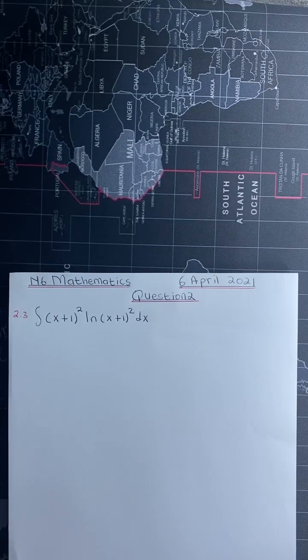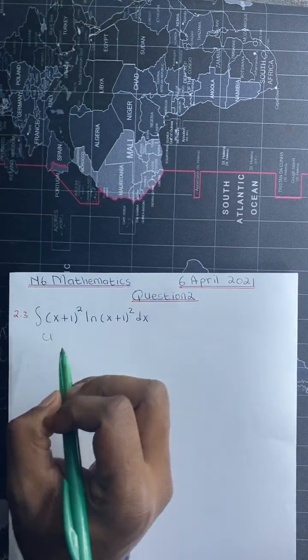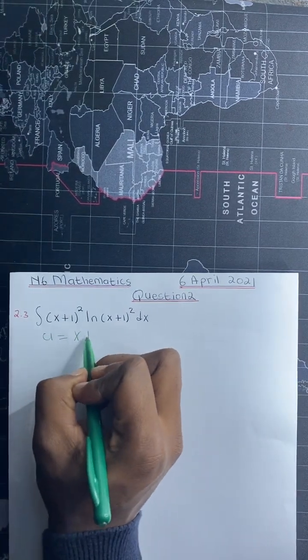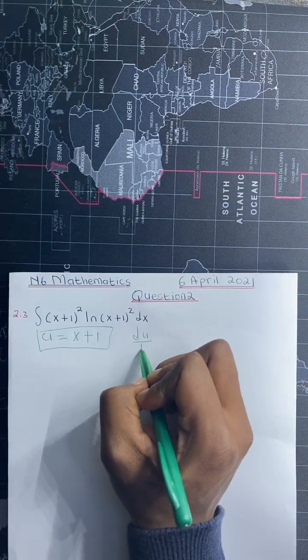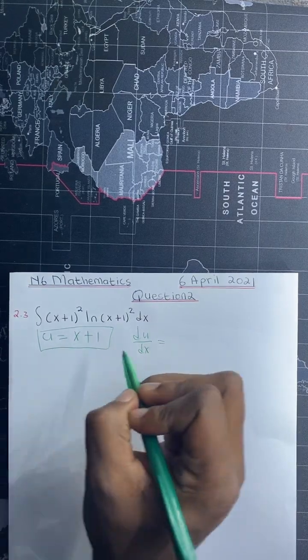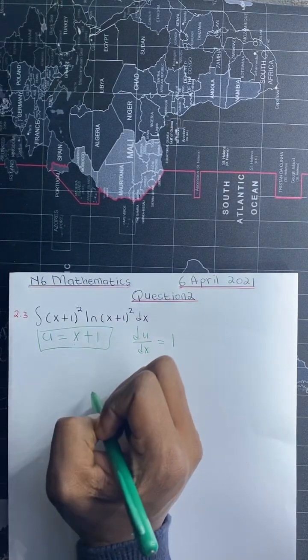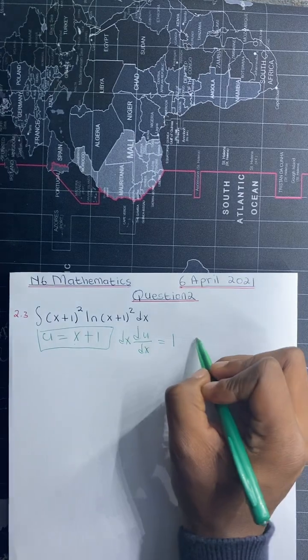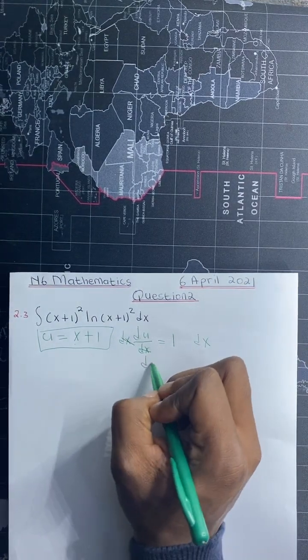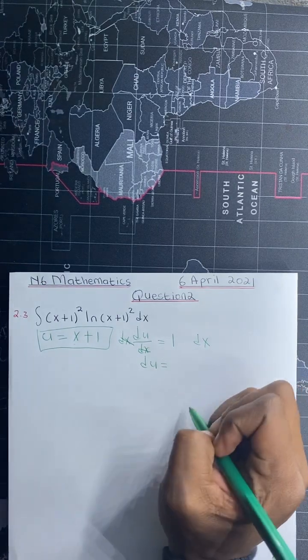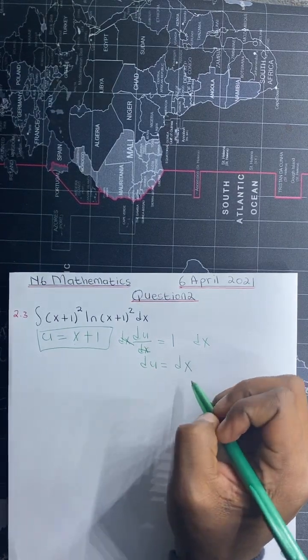c there. The 3, we have to evaluate the integral of (x plus 1) squared multiplied by ln of (x plus 1) squared dx. And the first step is for us to let u equal x plus 1. And from here we differentiate u with respect to x. The derivative of x is 1. The derivative of 1 is equal to 0. From here we can multiply both sides by dx. That dx will cancel out with that dx, and du will be equal to 1 multiplied by dx, which is dx.